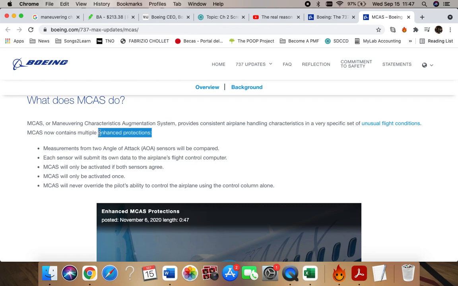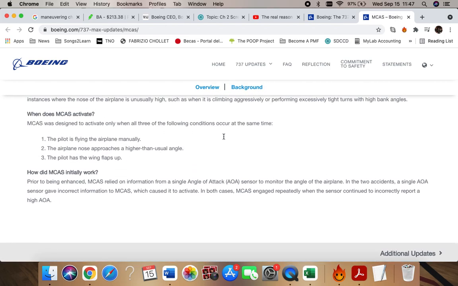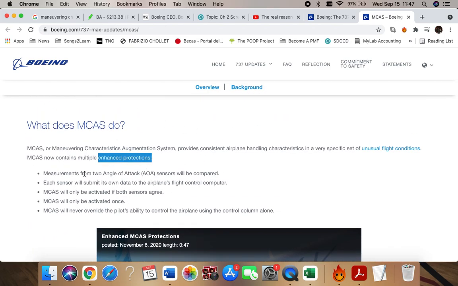These are the enhanced protections. It used to have one sensor system, and now it has two sensors from two angles, and each sensor will submit its own data to the airplane's flight control computer. It will only activate if both sensors agree. So it has two measures of protection, when 2 years ago it only had one. This is important because these airplanes are going to be responsible for the lives of hundreds of people, so more precautions need to be taken.